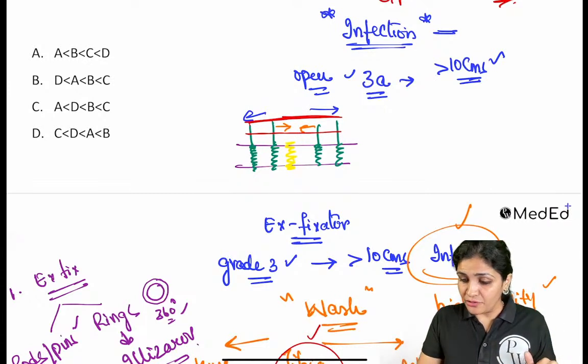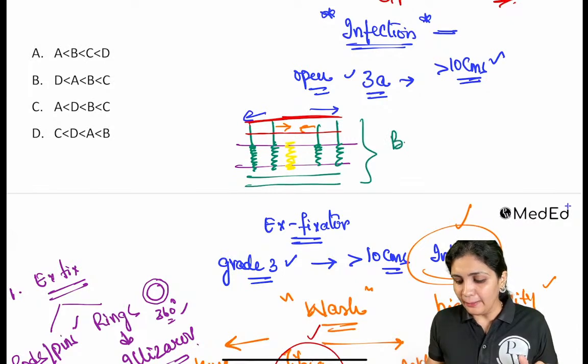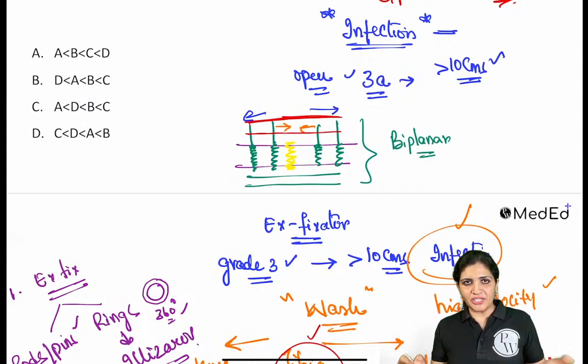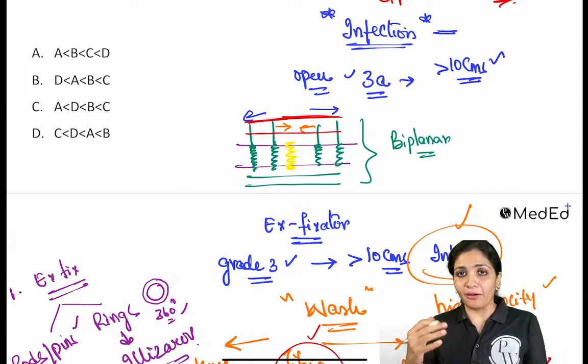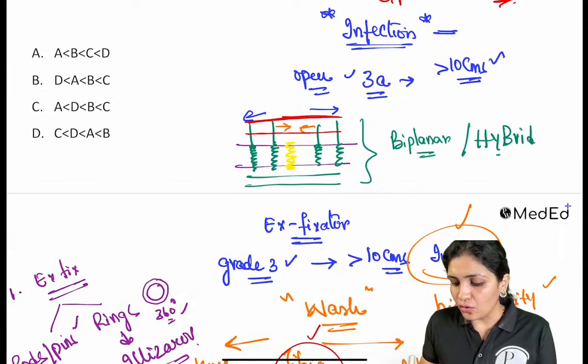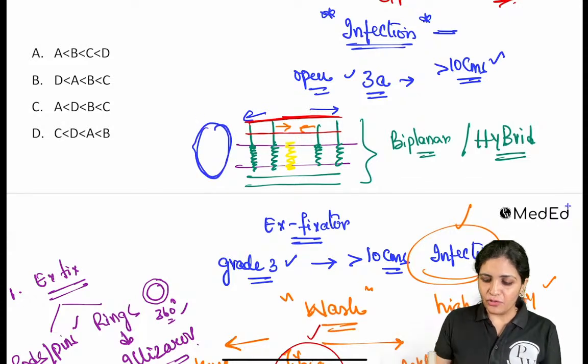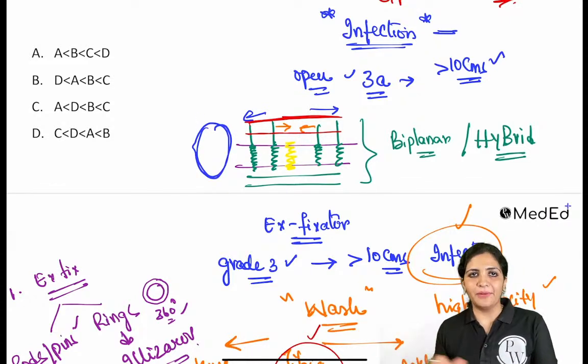And sometimes you can give rods on the opposite side also. If you're giving rods on the opposite side, this is called a biplanar fixation. Rods on one side is called the uniplanar fixation. Sometimes you can use a ring with the rods. This is called the hybrid fixation. So you can put one ring completely here, and then we are going to use this rod. So this is called hybrid fixation.